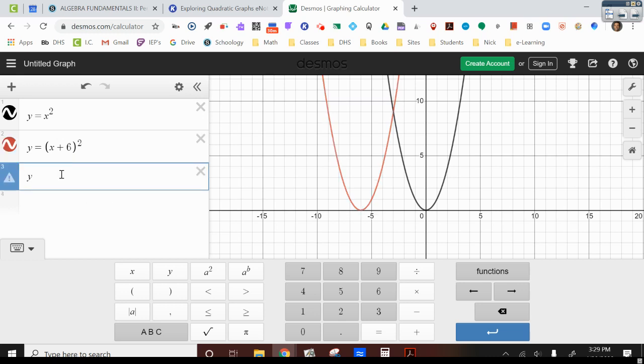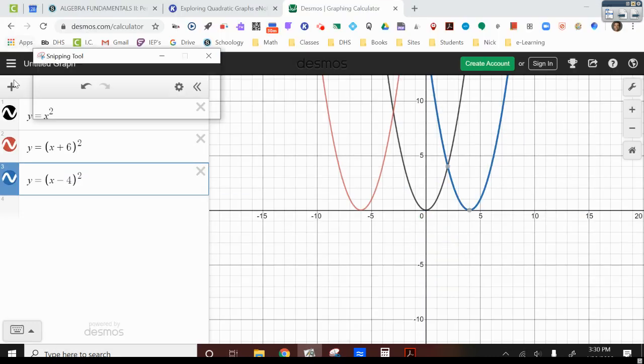So I wonder what happens when we subtract a number inside my parentheses. Let's see. Y equals parentheses x minus 4 squared. I want the x inside, so x minus 4, then move the cursor to the outside. Squared. And look at that blue one. It looks like it got shifted 4 units to the right.